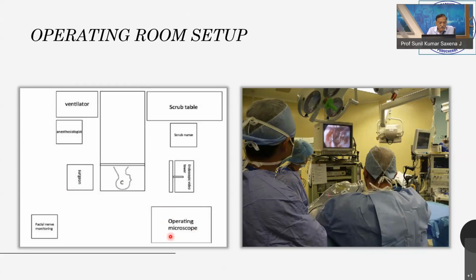This is a must always for the beginner, and later on also, and anytime you find difficulty, you are not able to complete the surgery by endoscope through the canal, you have to change over, switch over, and in that case, the microscope is a must. Then the scrub table, scrub nurse. This is the operating setup. About this HD camera, particularly a 3-chip camera, so that visualization is very good.